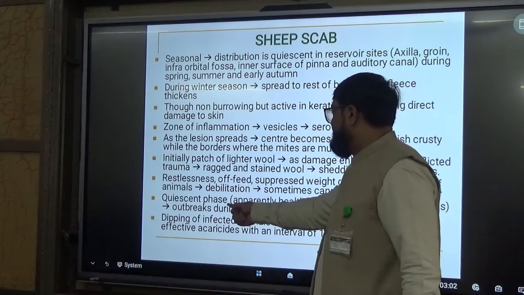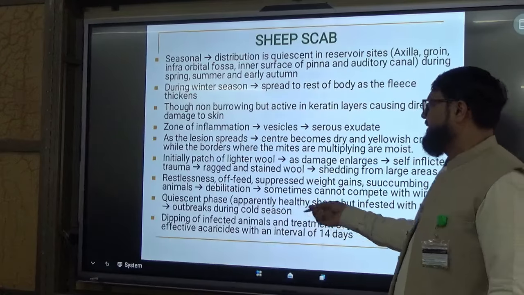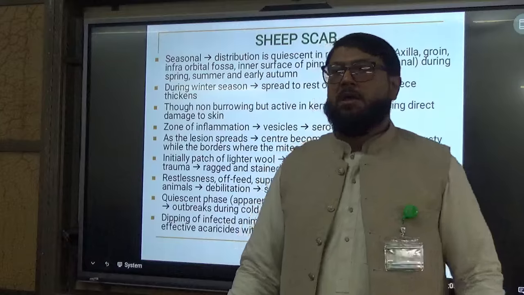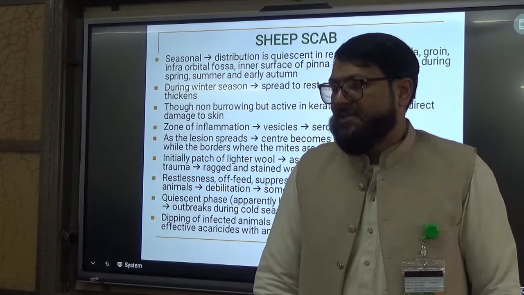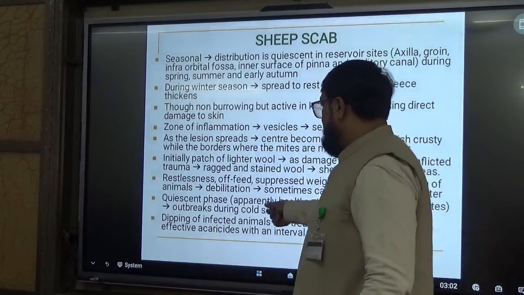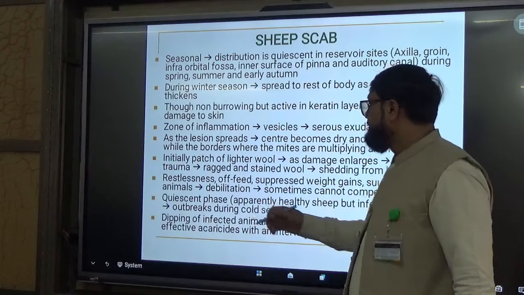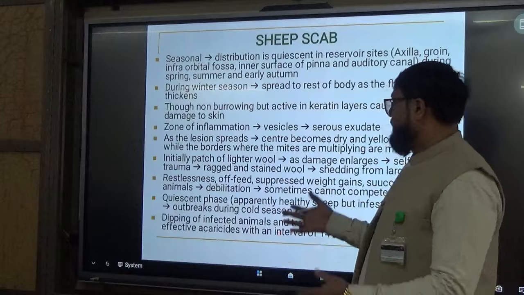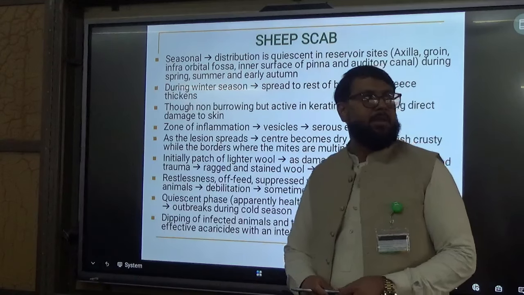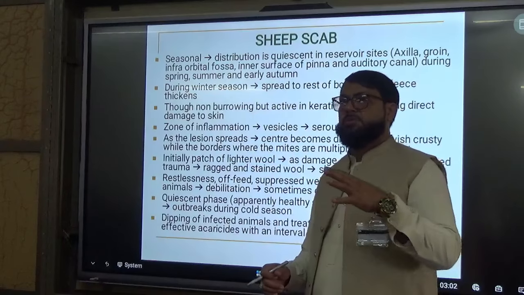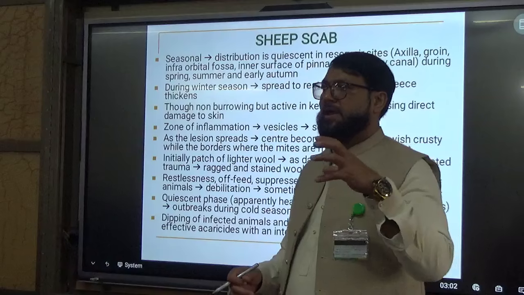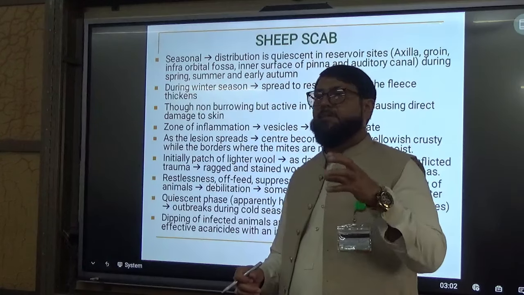In the quiescent phases, in apparently healthy sheep, the quiescent phase means that you cannot see the clinical signs and symptoms. It means it is a subclinical mite infestation. In those cases, outbreaks occur during the cold season. And then what will be done? Dipping of the infected animals is the best choice. And do you know what dipping is? Passing the animals through a certain height of solution, which is a mixture of acaricide in water as per the recommended concentrations.